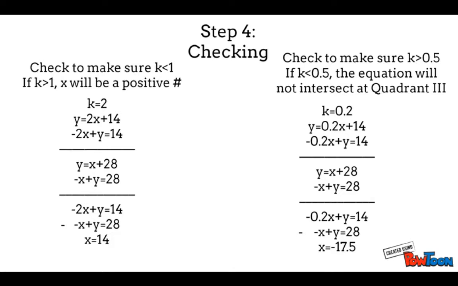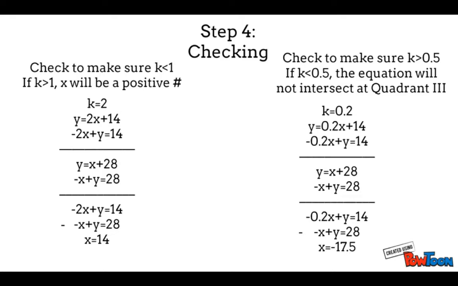Step number 4 is to check. I did two checks. The first one is to make sure k is less than 1, because if k is greater than 1, x will be a positive number, and when x is a positive number, the two lines don't intersect inside quadrant 3. So I used k equals 2, and I found that x equals 14, a positive number, so the two lines won't intersect in quadrant 3.